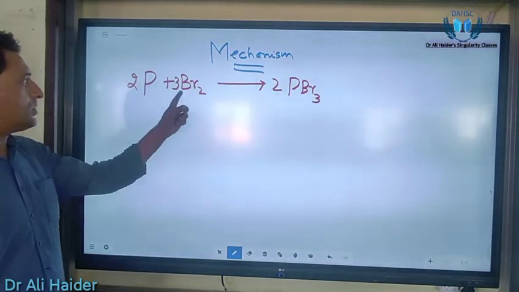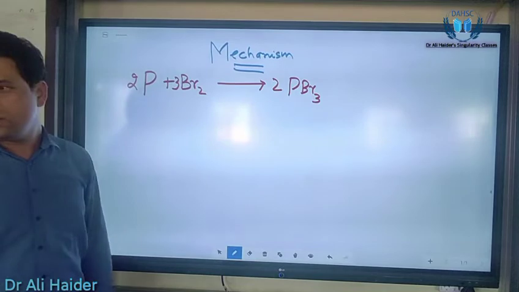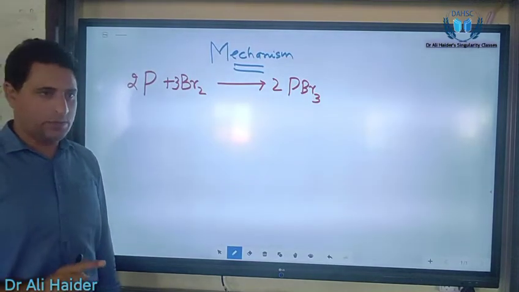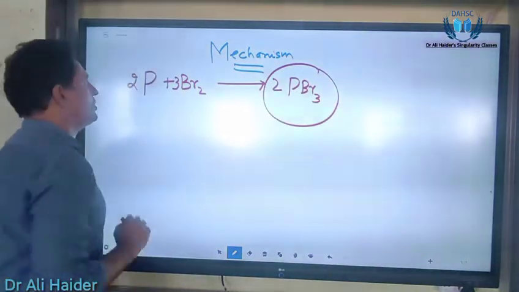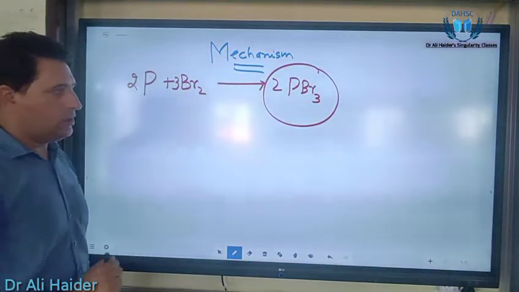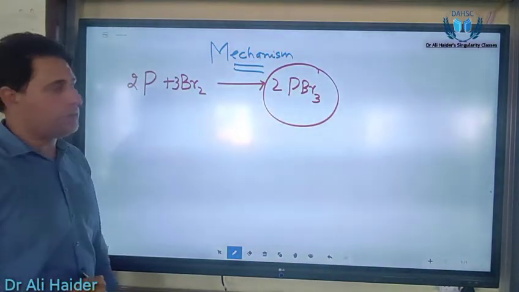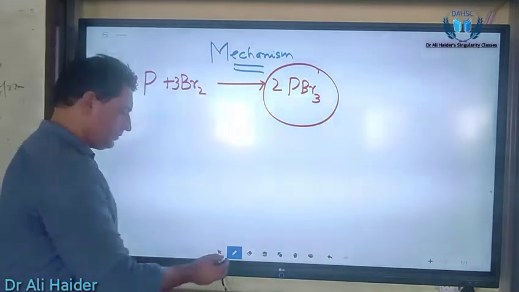Yes. 2 phosphorus and 6 bromine, right? Twice PBr3. Now this is a reagent, formed after the reaction of phosphorus with bromine. So we end up with PBr3, phosphorus tribromide, right?